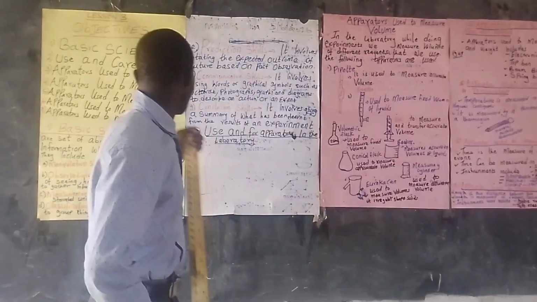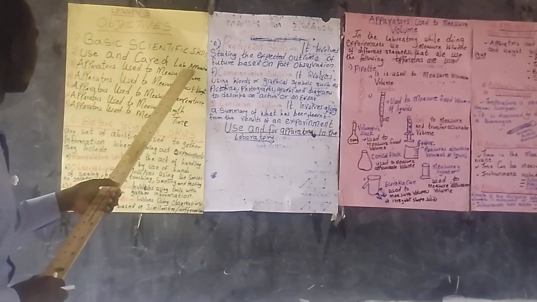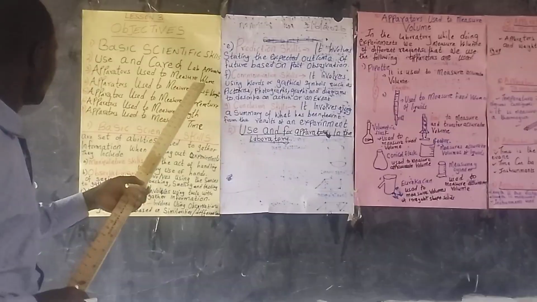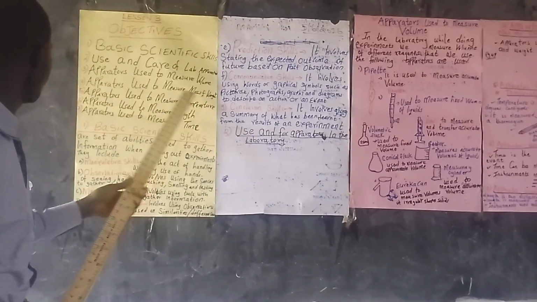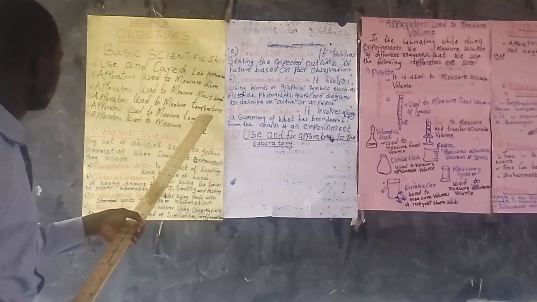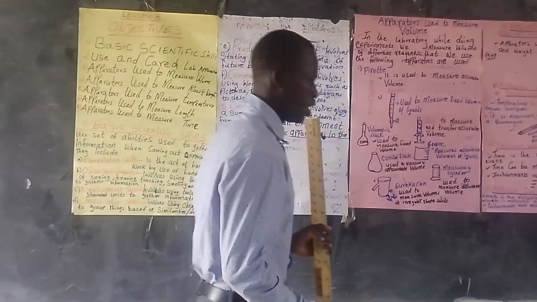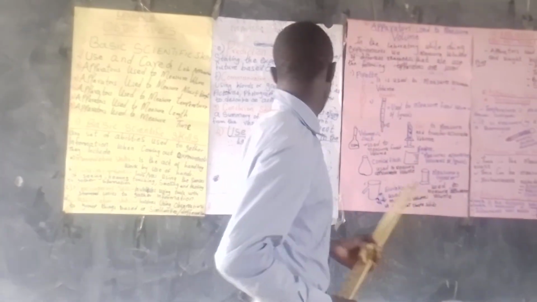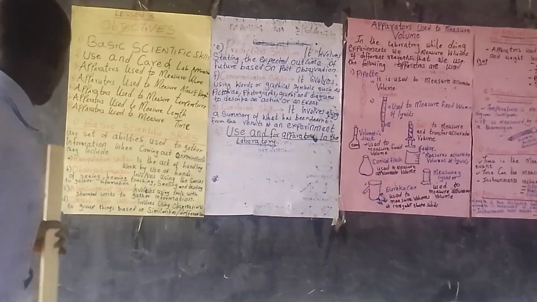So today, in our third lesson, objectives, we will look at the basic scientific skills, use and care of laboratory apparatus. We will also look at the apparatus used to measure volume, the apparatus used to measure mass and weight, apparatus used to measure temperature, length and time. So dear students, move with me as we demystify, unpack and navigate through this in a very magnetic way.